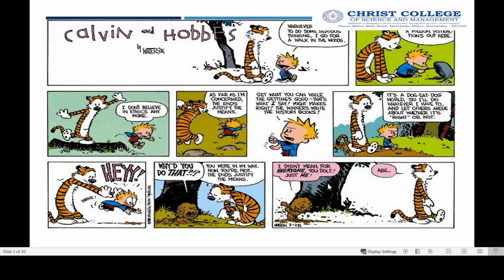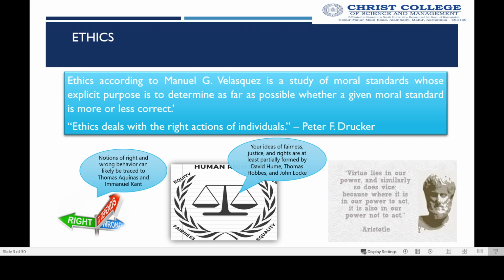So let's see the definition of ethics. Ethics, according to Manuel G. Velasquez, is a study of moral standards whose explicit purpose is to determine as far as possible whether a given moral standard is more or less correct. Or put in very simple terms, it deals with right actions of individuals.